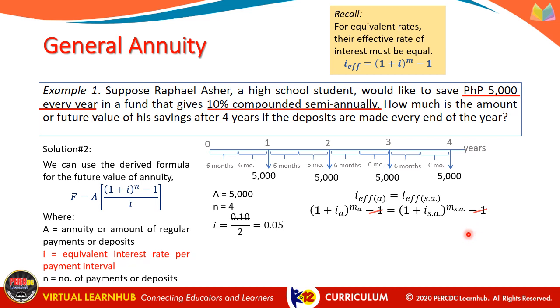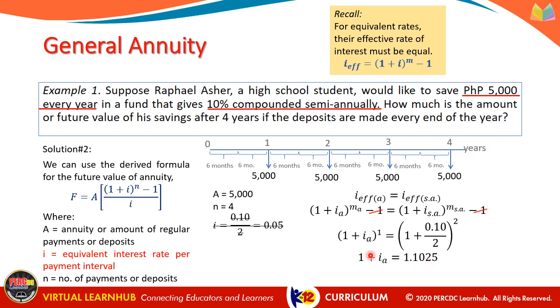And then substituting the values, we have 1 plus i sub A. We are going to compute for this one, raised to 1, since m is equal to 1 for annual compounding. That is equal to 1 plus 0.10 over 2 raised to 2. That's for 10% compounded semi-annually. And then simplifying, we will get 1 plus i sub A is equal to 1.1025. 1 plus 0.10 over 2 raised to 2 is equal to 1.1025.